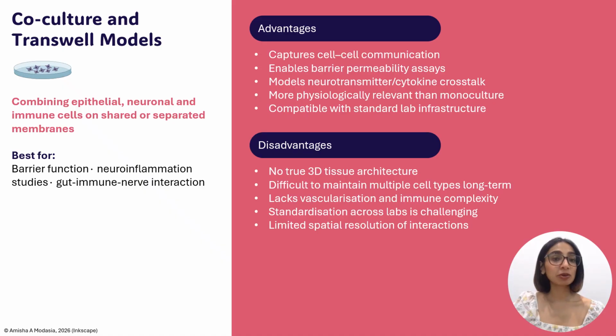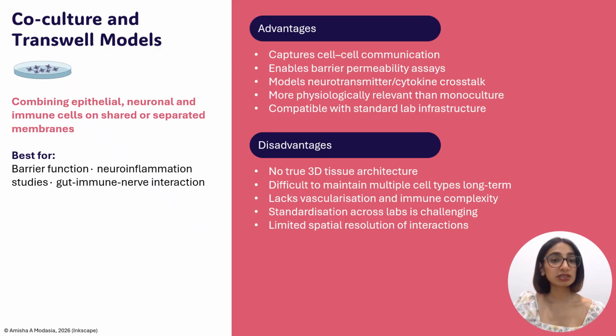So a step up in complexity. Cell culture and transwell systems let us put multiple cell types together, typically an epithelial layer on a porous membrane with neuronal or immune cells in the compartment below or mixed together. This configuration opens up some genuinely interesting biology. You can measure barrier permeability in real time, look at how inflammatory mediators from immune cells modulate neuronal activity, and model how enteroendocrine cells communicate with nerve endings across a physical barrier.